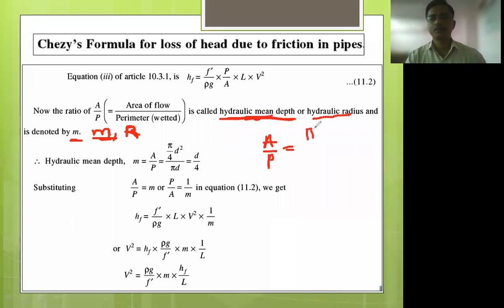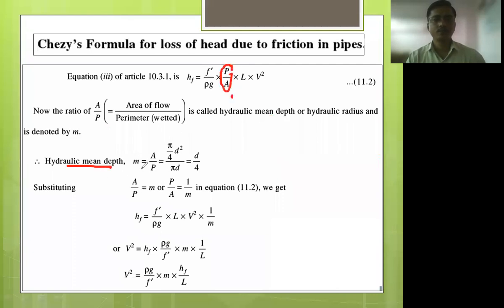And this hydraulic mean depth is the ratio of A by P. If I put here the values pi by 4 d square and here pi d, then this pi will get cancelled, this d will get cancelled, and you will get here d by 4. Pi goes down, this d remains on top, and this 4 has gone down. So instead of this A by P, I can write here D by 4. Or instead of this, I can write R also, or M. Hydraulic mean depth, M is equal to A by P, equal to D by 4.